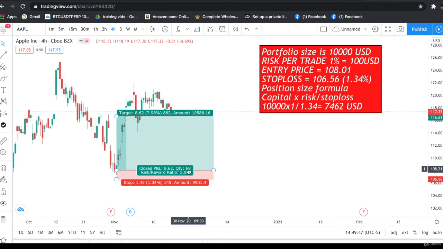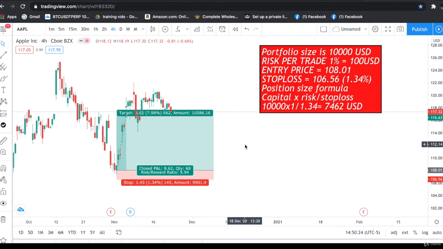This means you have to buy 68 stocks of Apple. Now 68 stocks of Apple would cost $7,462. And in case our stop loss gets hit, our loss would be only $100. So this is the position size. As previously I have told you, many newbies confuse risk amount size and the position size. They are not the same.